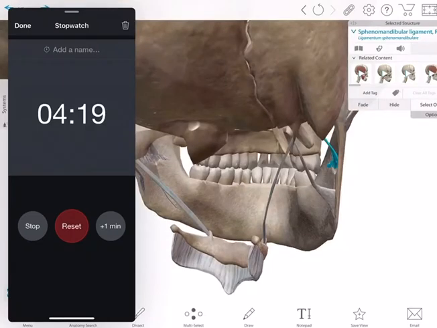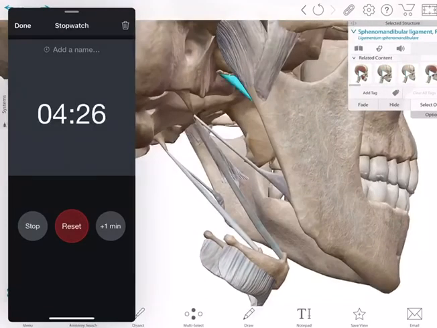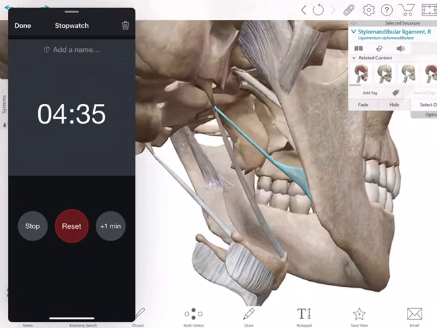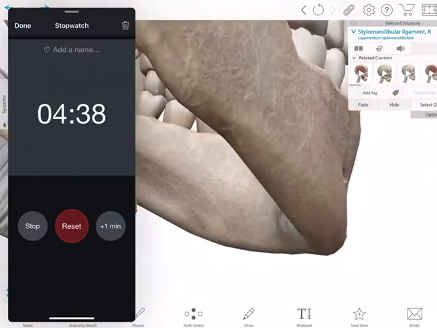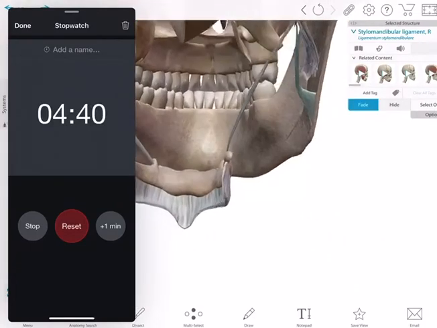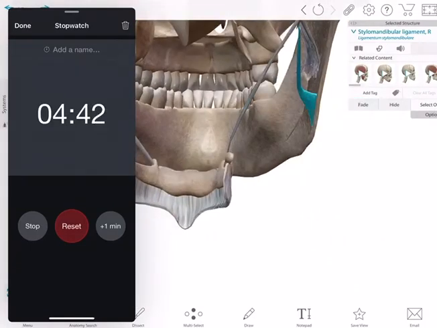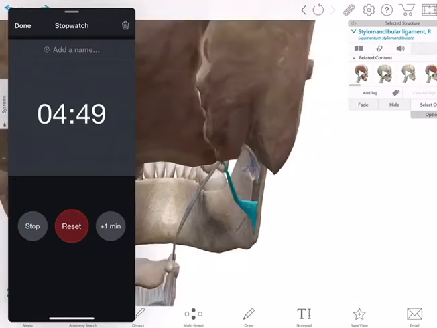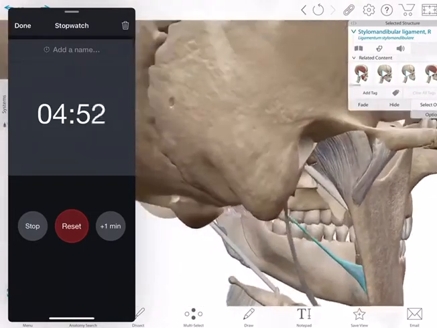The third ligament will be the stylomandibular ligament, and it passes from the styloid process, as the name indicates, and inserts in the posterior margin and angle of the mandible. Here we can see the origin of this ligament and also the insertion in the posterior border and the angle of the mandible. These 3 ligaments support the TMJ.